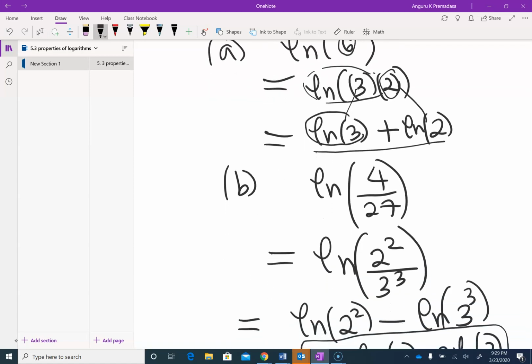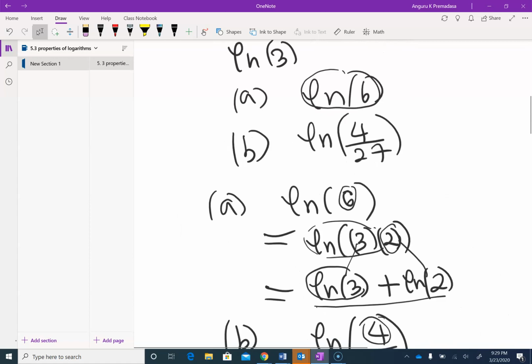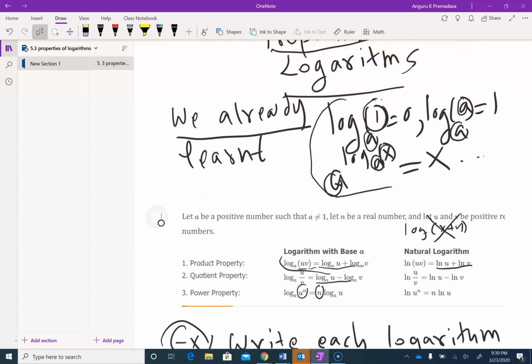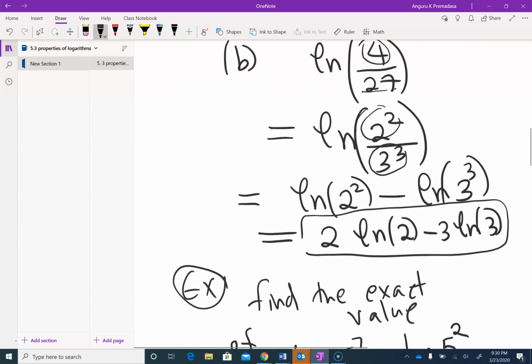Now look at this one. We want to break it up using natural log of 2 and natural log of 3. So we need to bring 2 and 3 into this. The way to do it is that 4 can be written as a power of 2, 2 squared, and 27 is the third power of 3. So now we have a log of a quotient. From the quotient rule, we know that the log of a quotient is the difference of the logs, right? So we can write this as the log of 2 squared minus the log of 3 cubed.